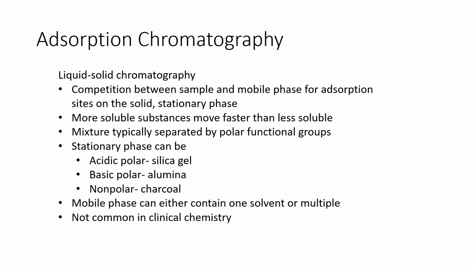Adsorption chromatography is also known as liquid-solid chromatography. The competition between the sample and the mobile phase for adsorption sites on the solid leads to that separation. More soluble substances are going to move faster than less soluble. The mixture is typically separated by polar functional groups. The stationary phase can be acidic polar, such as silica gel, basic polar, such as alumina, or nonpolar, such as charcoal. The mobile phase can either contain one solvent or multiple solvents. This is not common in clinical chemistry.